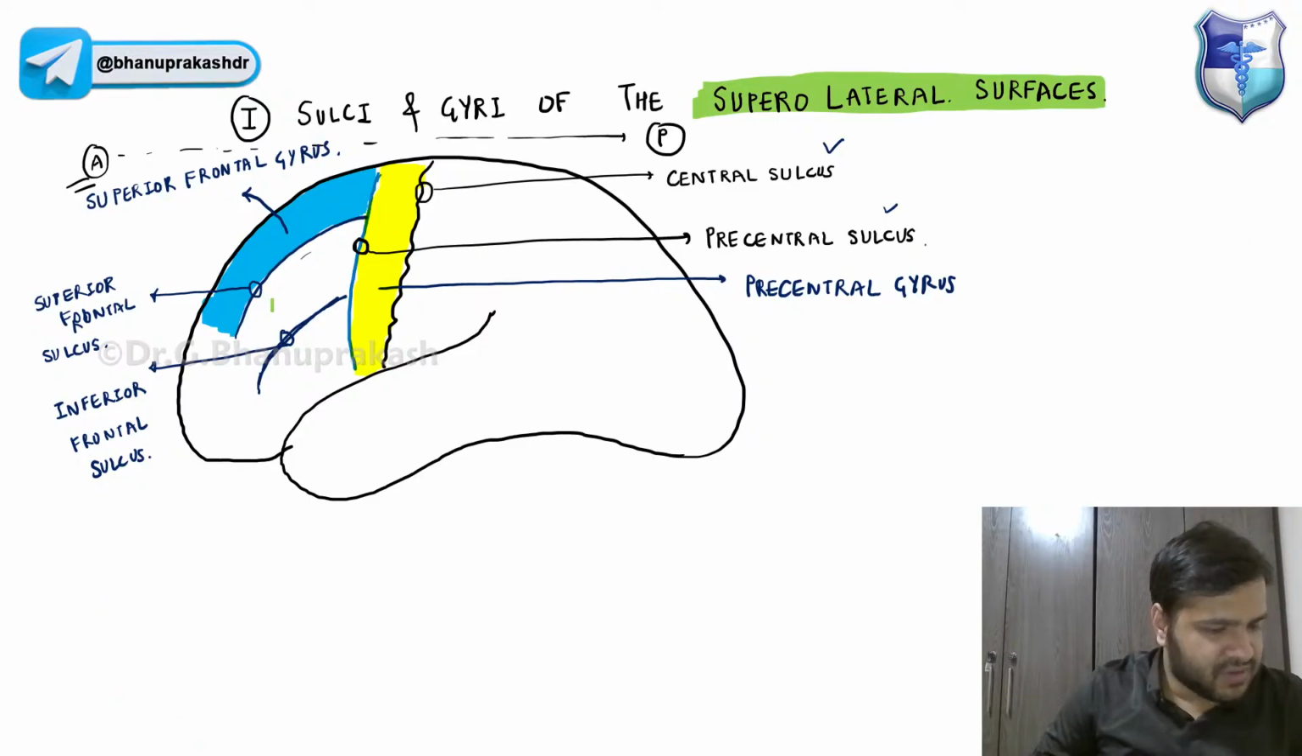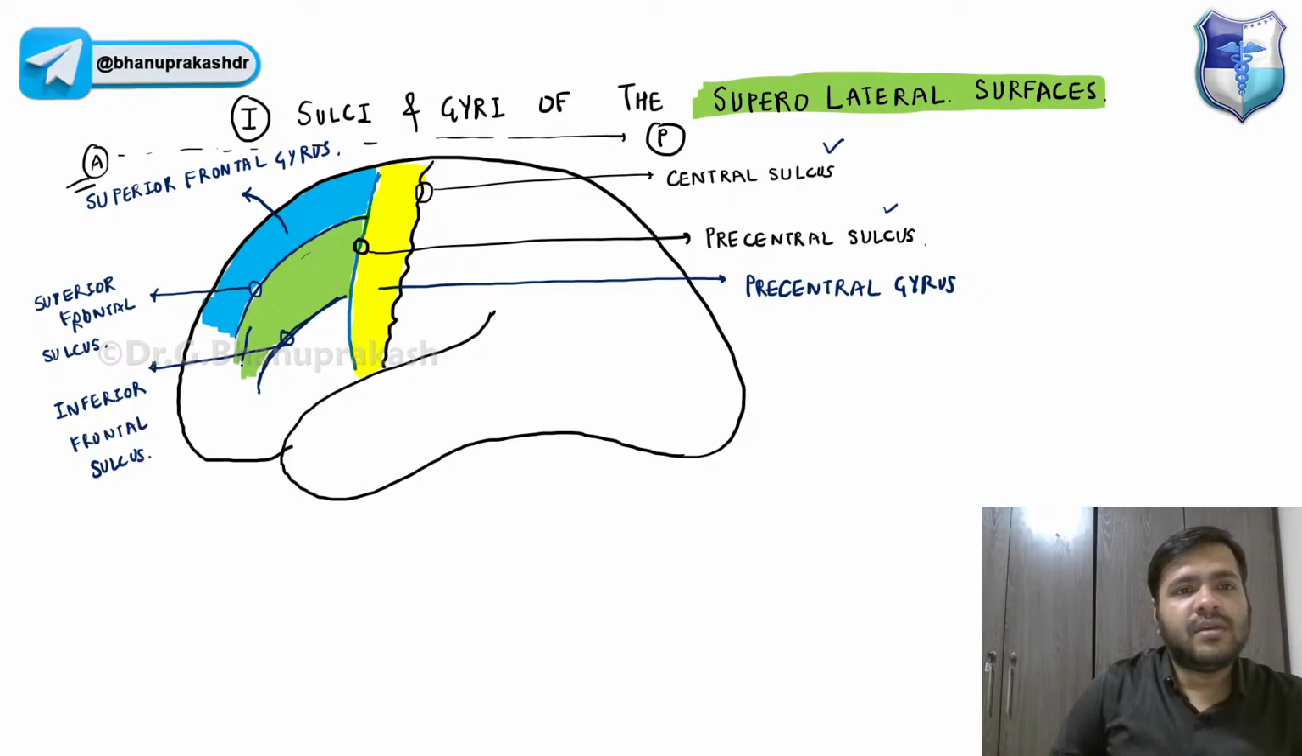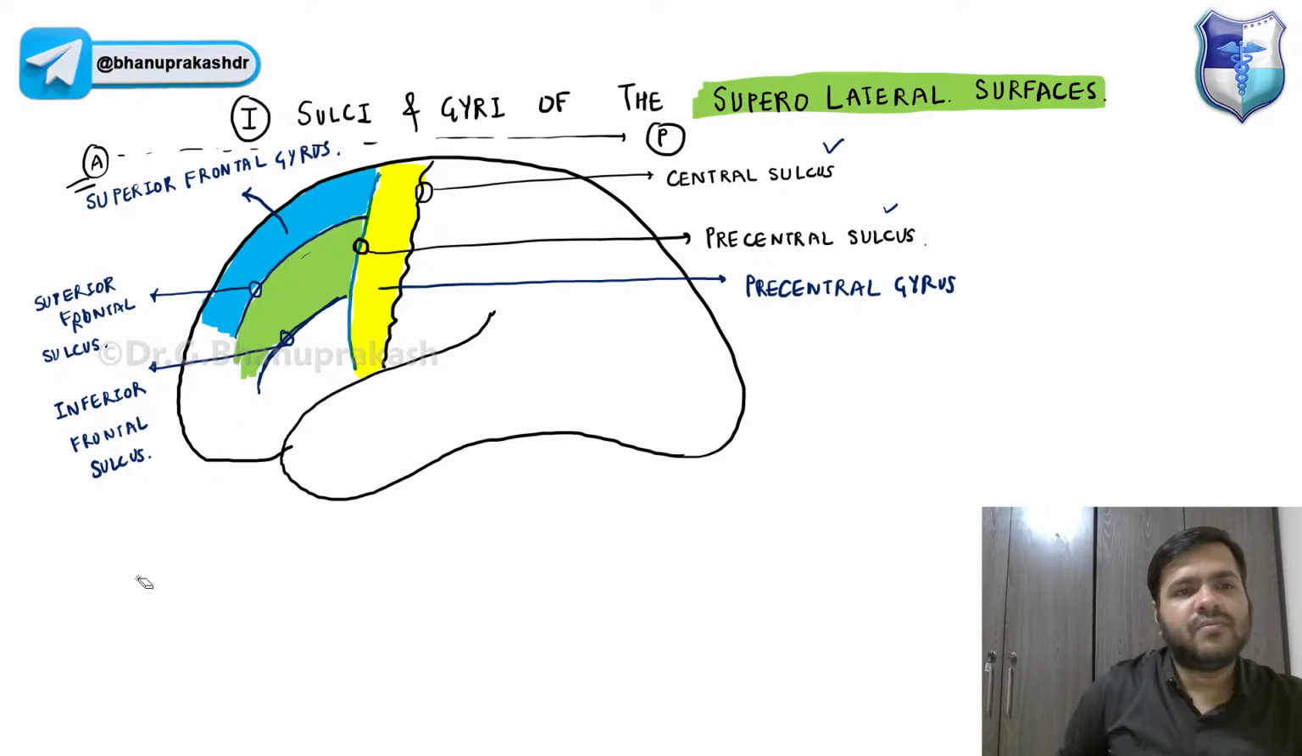Below, guys, you already know. Below, between the superior and the inferior frontal gyrus, this which I'm highlighting over here guys, remember it is the middle frontal gyrus. Frontal part pe aa gaya na, frontal gyrus.